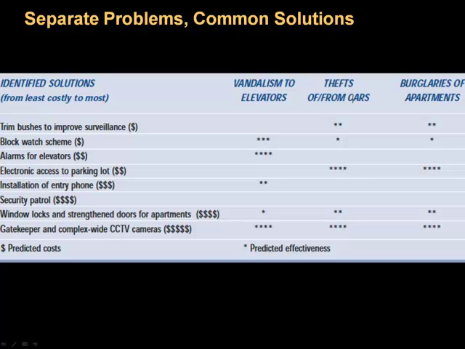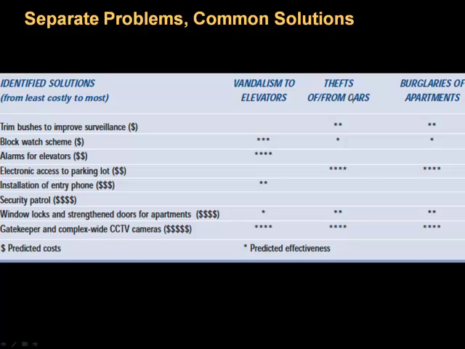In the hypothetical example provided on the screen, the last identified solution, a gatekeeper and closed-circuit television system, is the most costly of all those listed, but is also predicted to be the most cost-effective for each problem. It might therefore be chosen as a solution to all three problems when costs might have been ruled out for just one of the problems.